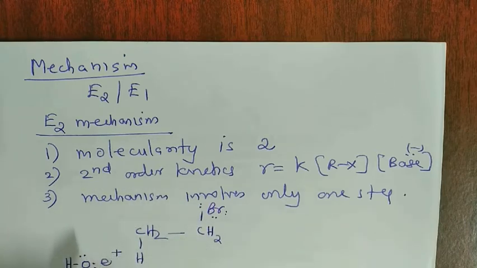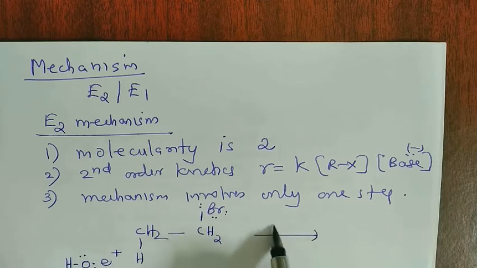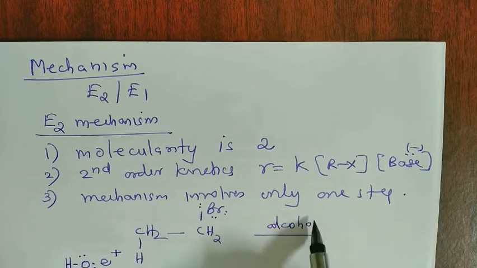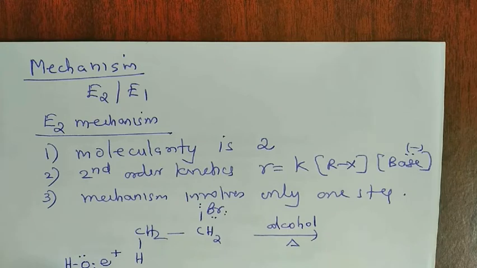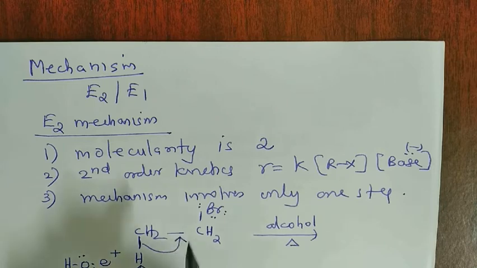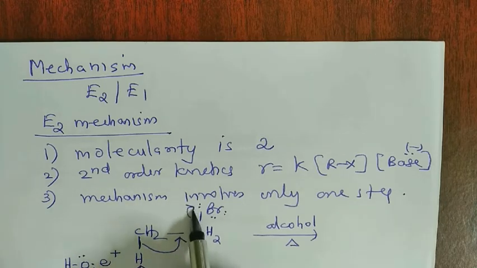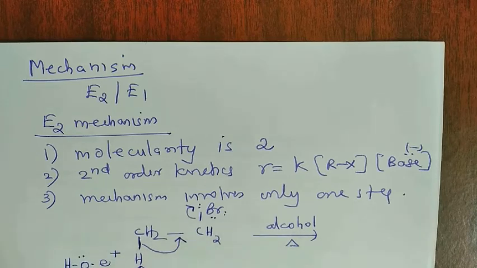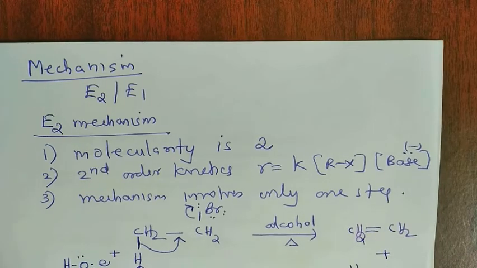As an example, dehydrohalogenation of ethyl bromide using a hot alcoholic OH. The hydroxide ion abstracts this hydrogen atom as a proton. The sigma electrons are used to make a pi bond. Simultaneously, bromine departs from the molecule as a bromide ion, giving CH2=CH2 plus H2O plus Br minus.